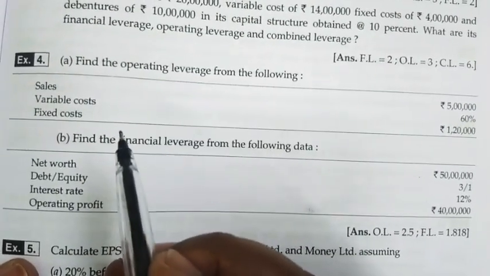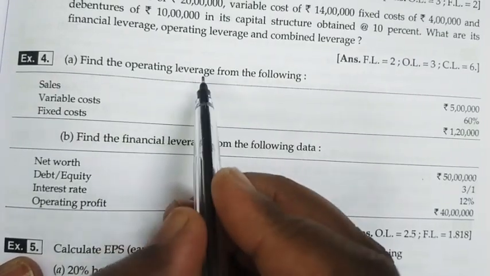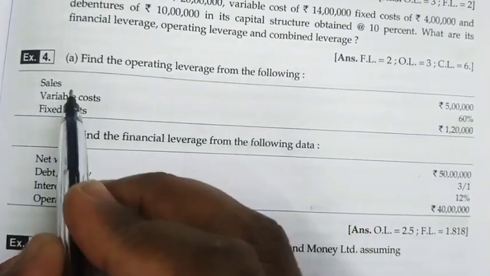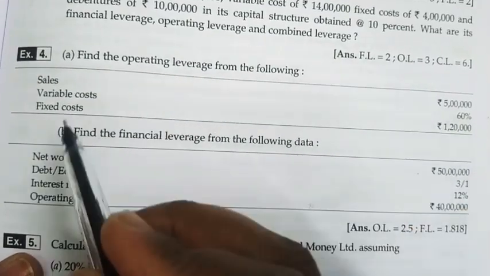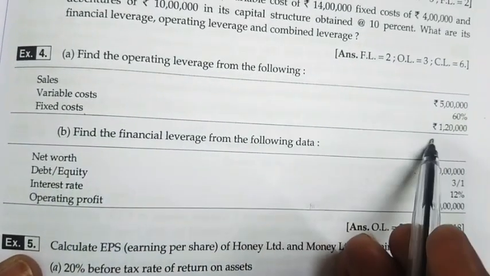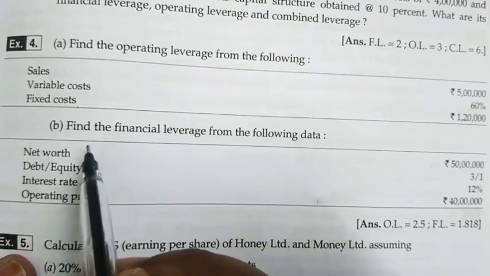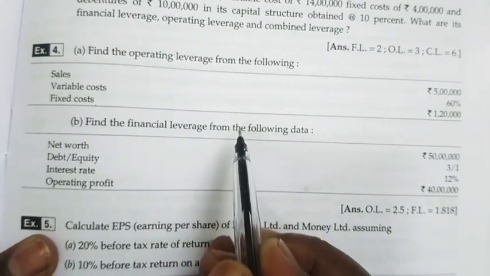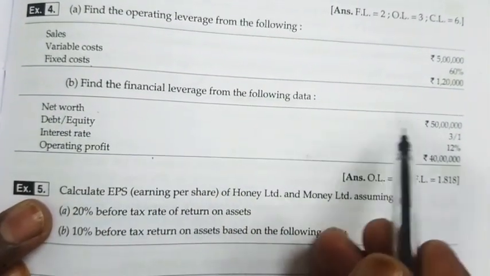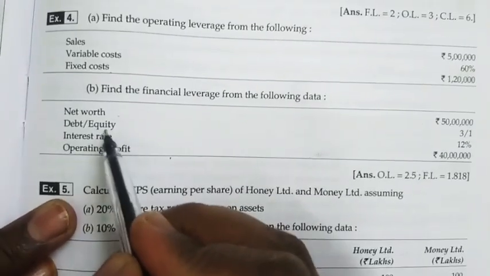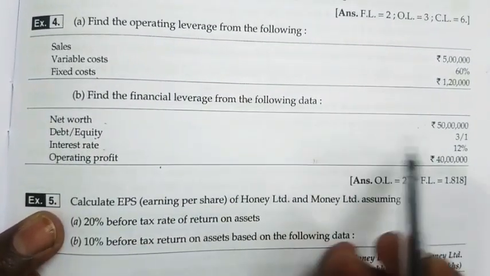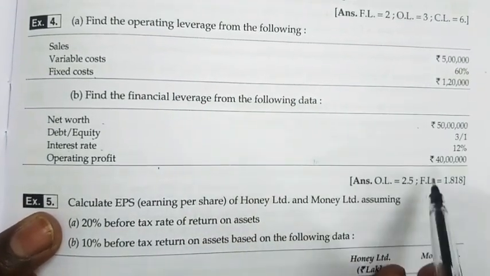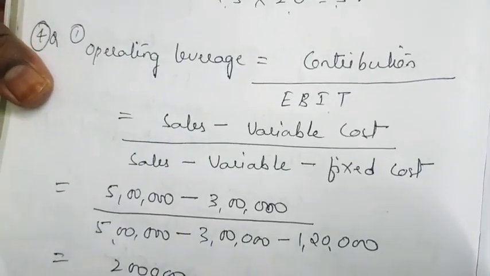Next question, we are going to solve question number 4. Find the operating leverage from the following. Sales he mentioned 5 lakhs, variable cost 60%, fixed cost 1,20,000. Next, find out the financial leverage from the following data. Net worth of the company is 50 lakhs, debt by equity is 3/1, interest rate is 12%, operating profit is 40 lakhs.